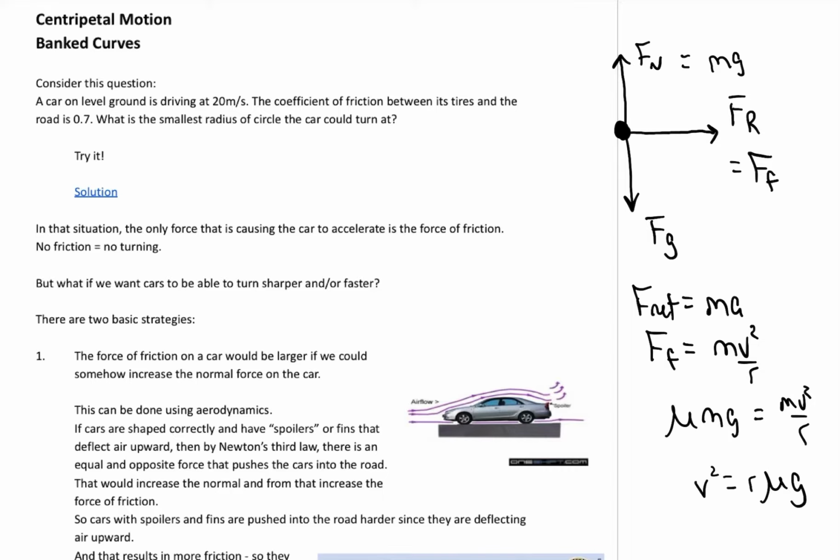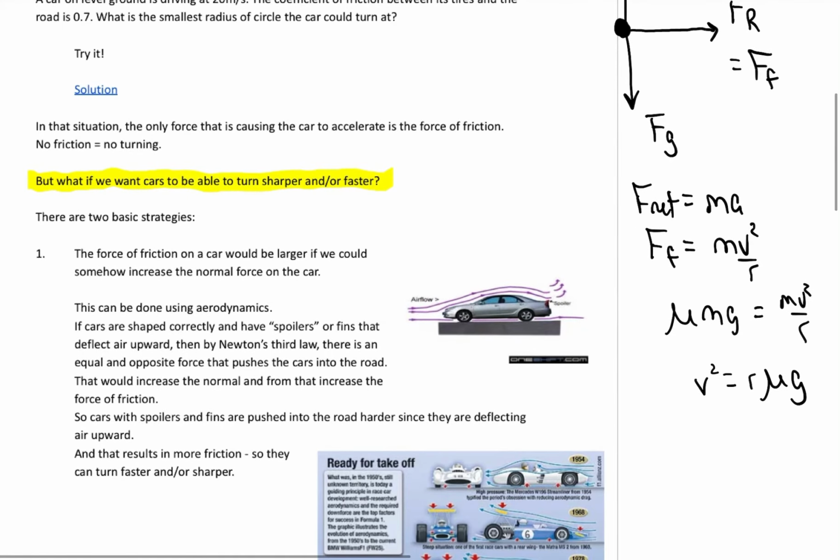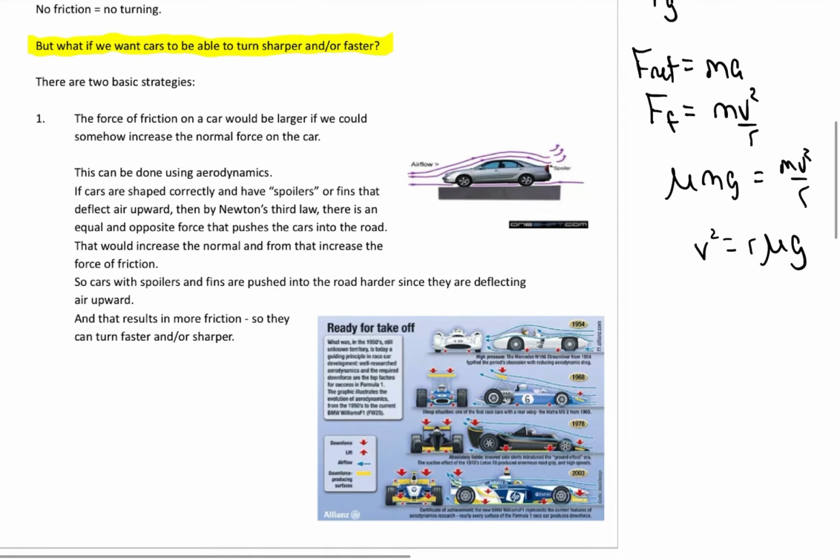That's the physics of a level curve. But what if we're not satisfied with that? What if we want the car to go faster? If that's all that's going on in the physics of turning, then the fastest the car can go is limited by the coefficient of friction, the mu, the 9.8 (if you're on another planet with more gravity, you could turn faster), and the r value. But if we want the car to turn faster and sharper, there's two ways to go about it. We somehow need to increase the force of friction.